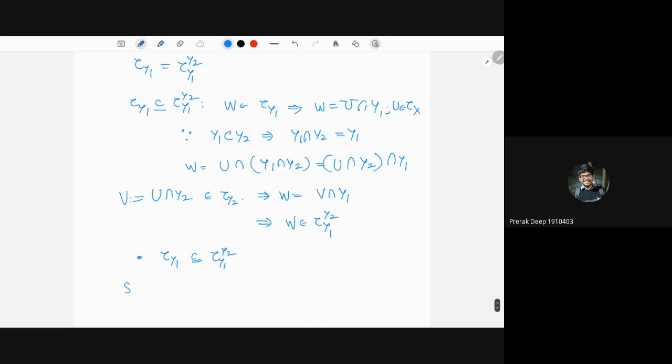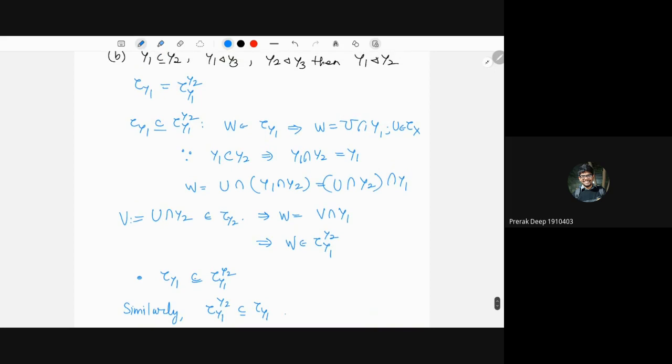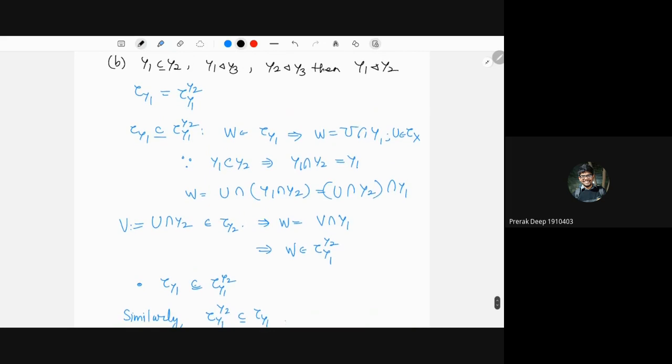So similarly we can show that tau Y1 Y2 is contained inside tau Y1. Okay, I skip the argument for this. That's an exercise for you guys to do. So this statement B is also true.